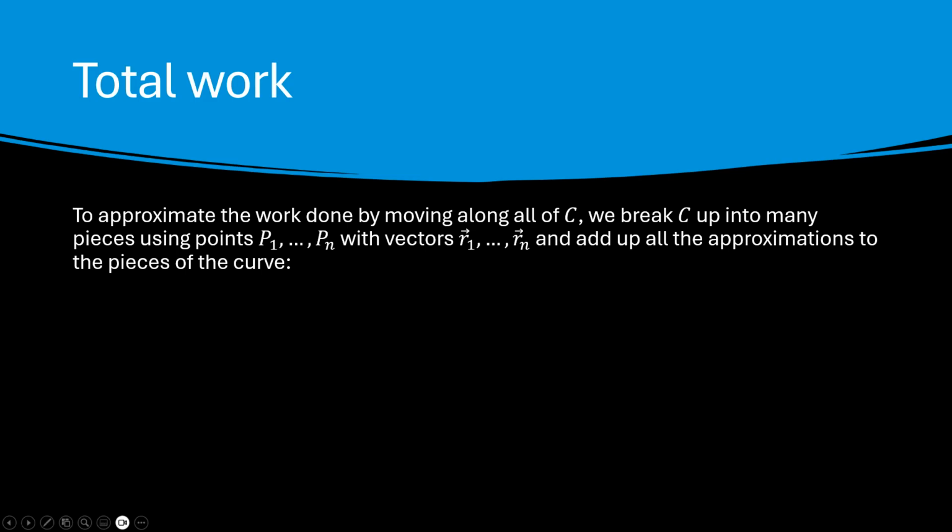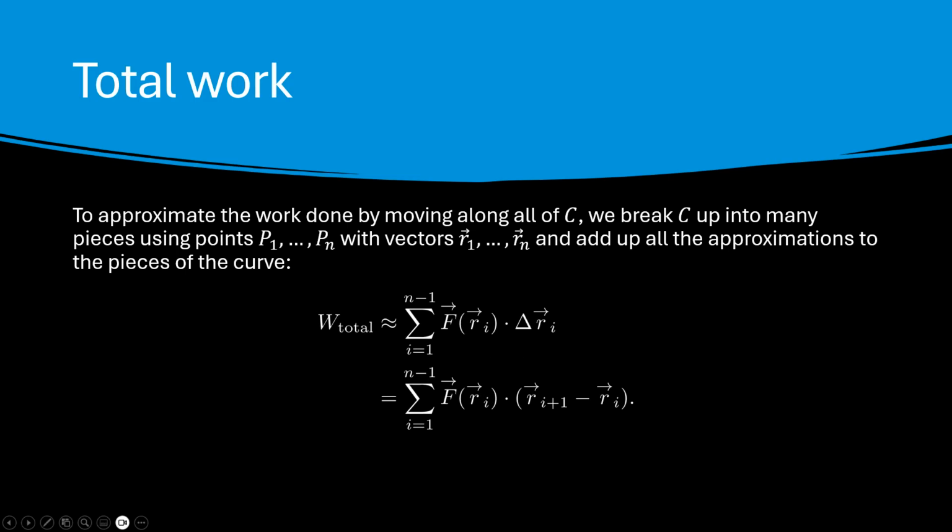And now we know moving from P1 to P2, we can approximate that work. Moving from P2 to P3, we can approximate that work, and so on and so forth to get the works along each piece, and then we can just add all of those up to get the total work. So W total is the total work to move along the curve. And notice this here is the work to move from Pi to Pi plus 1. And so we're going to go from i to n minus 1 here. And this will give us the work moving along each segment. And then we add all of those up to get the total work.